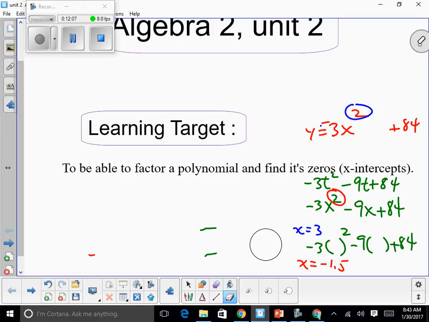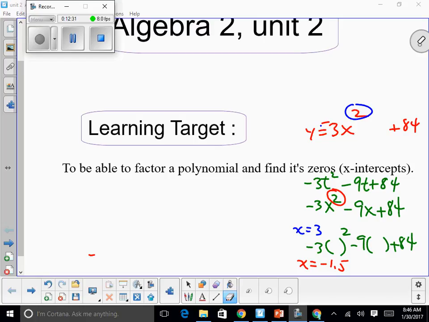So the learning target for today: to be able to factor a polynomial and find its zeros. Once in math, I didn't make it up. I just kind of teach it to try and make a living. But there are different things that they will name with the same thing. We'll get two different names, which makes a student think that they're learning something brand new.